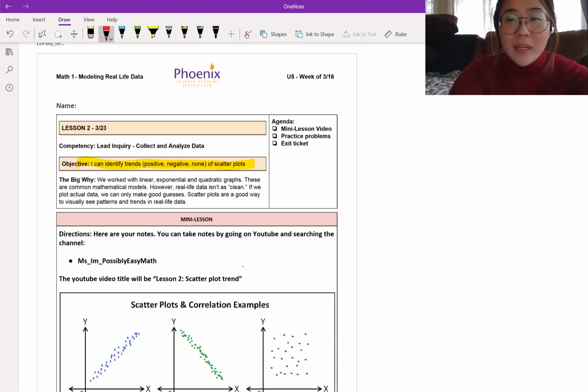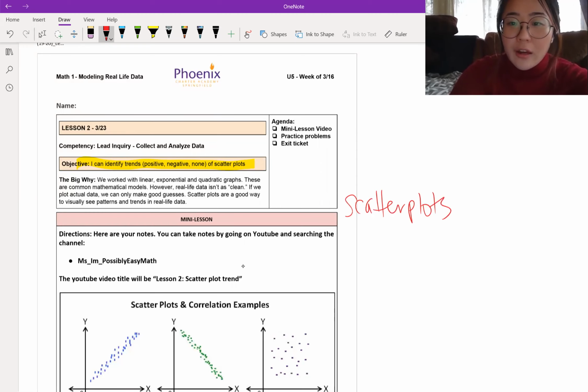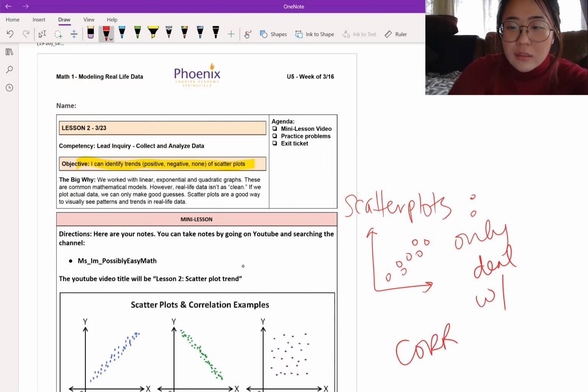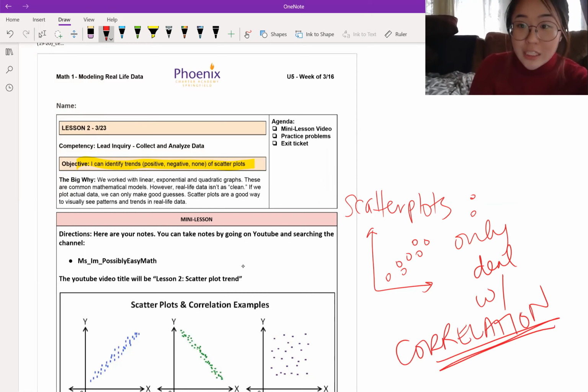So just a reminder, when it comes to scatter plots, which are our graphs that look like this with all our data points, scatter plots only deal with correlation. And if you all remember from our previous video, correlation has the word relation in it. It means that it is the relationship between our independent and dependent variable. So we are now going to learn about the types of correlation a scatter plot can have.